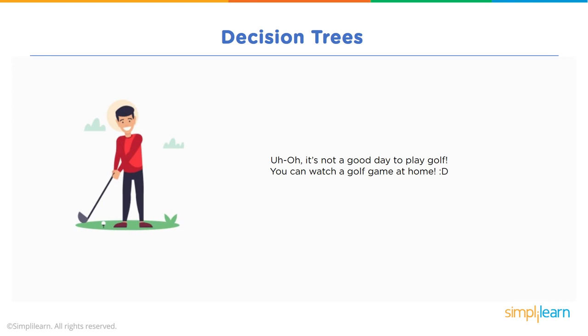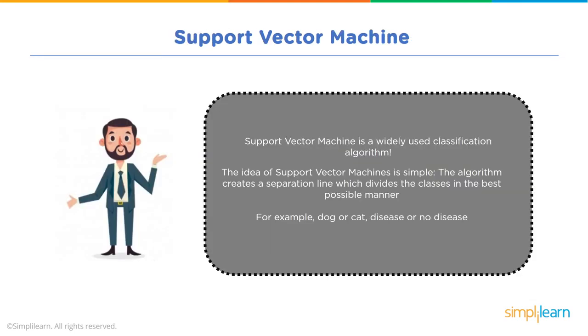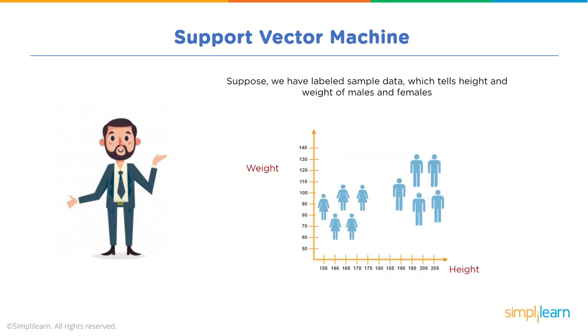Now that we looked at our decision tree, let's look at the third one of our algorithms we're investigating. Support vector machine. Support vector machine is a widely used classification algorithm. The idea of support vector machine is simple. The algorithm creates a separation line which divides the classes in the best possible manner. For example, dog or cat, disease or no disease. Suppose we have a labeled sample data which tells height and weight of males and females. A new data point arrives and we want to know whether it's going to be a male or a female.